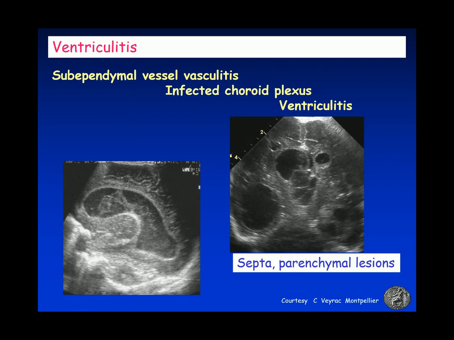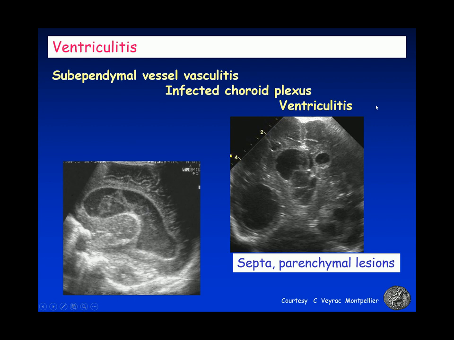Okay, meningitis may lead to ventriculitis, and you have subependymal vasculitis, infected choroid plexuses, and ventriculitis. And here is the disorder. You see a parasagittal scan, you see the lateral ventricle, which is dilated, you see echogenic material into the ventricle, and you see this hyperechogenicity of the wall of the lateral ventricle.